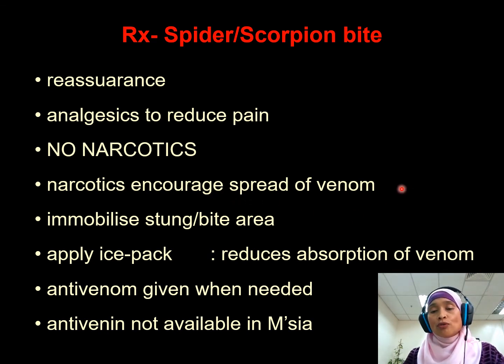One of the best ways to reduce the spread of a venom is to immobilize the area that was stung. You would also apply an ice pack. This is, of course, to reduce the absorption of the venom systemically. In some parts of the world, antivenom is available. However, in Malaysia, we do not have antivenom against spider bites or scorpion bites.